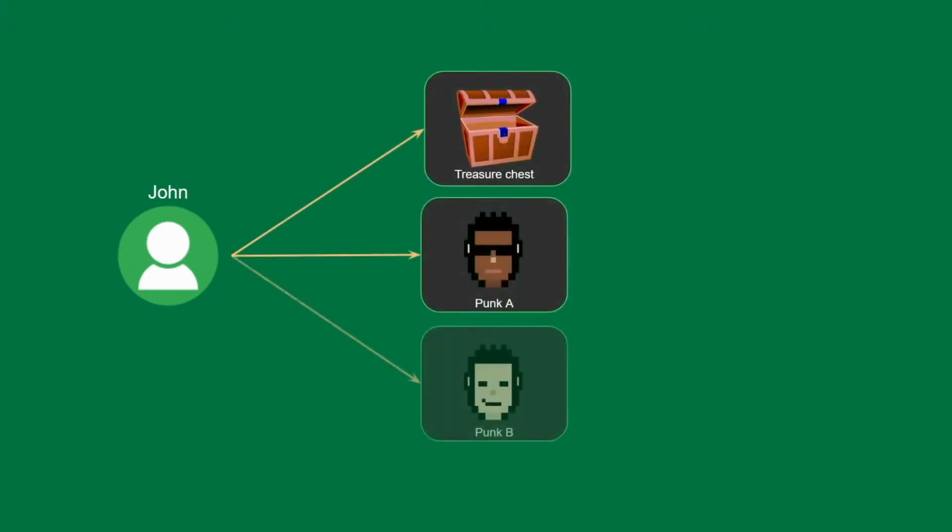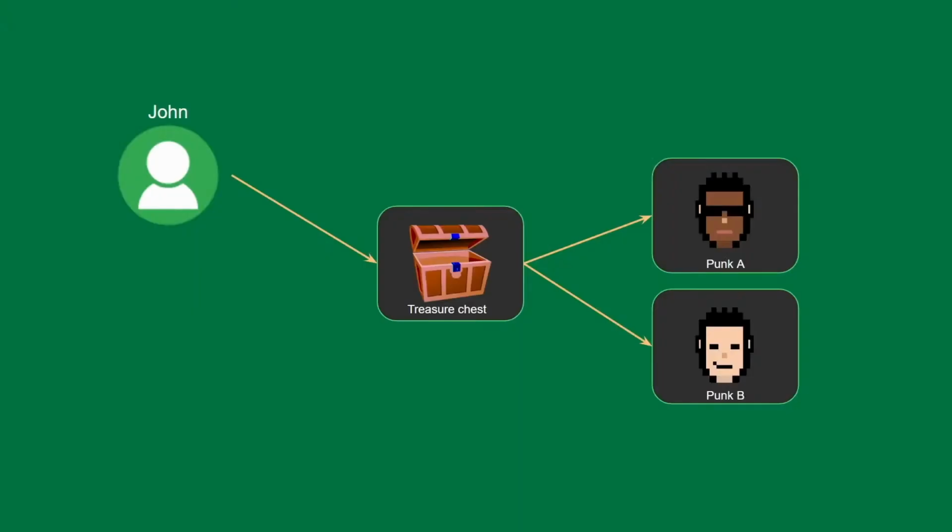Suppose we have a user, John. John has some tokens, namely a treasure chest and a couple of punks, punk A and punk B. They're able to nest one token into another. Let's transfer punk A and punk B to the treasure chest. When the transfer transaction succeeds, we will have the following ownership structure. So John owns the treasure chest, and the treasure chest owns the punks. Or we can say that the punks are nested into the treasure chest.